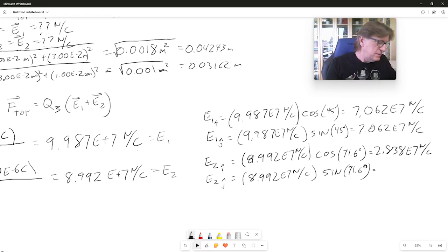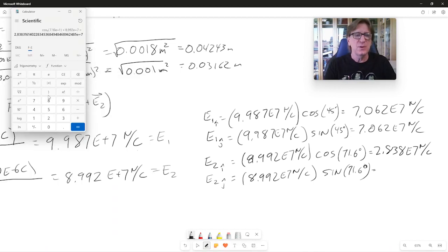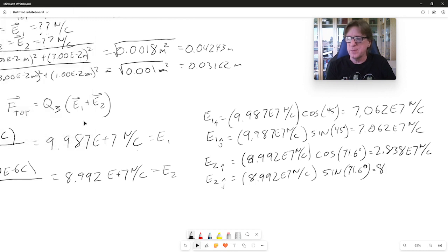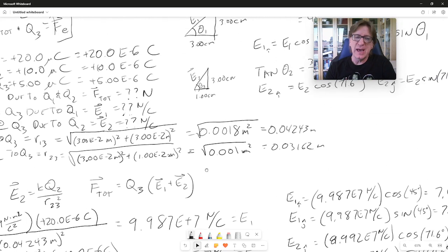All right, let's do the same thing for the next one. We will clear that out. So I need to take the sine, so we'll do 71.6 sine times 8.992 e to the 7. And we get 8.532. 8.532 e to the 7 newtons per coulomb. So now we've got our vector components. We're ready to add them.